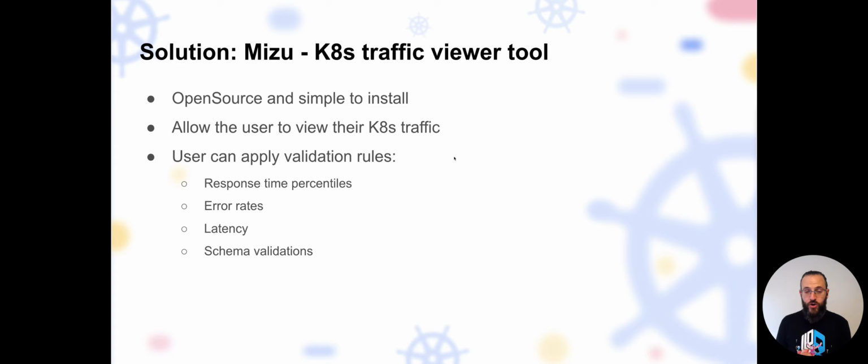For that, I'm going to use Mizu. Mizu is a super simple open source tool. Think of it like Chrome DevTools for your Kubernetes cluster. Regardless if it's REST API, gRPC, Kafka, ActiveMQ, we'll see the traffic for that. And one of the features of Mizu is that it can allow you to do validations for the traffic. I'm going to show you how we're going to do that today. We'll focus on latency and the schema validations.